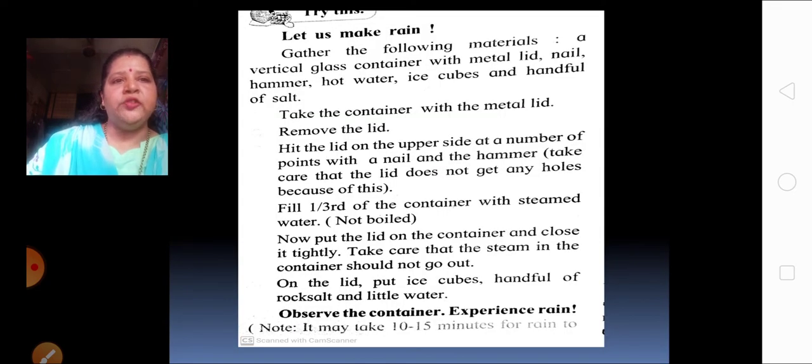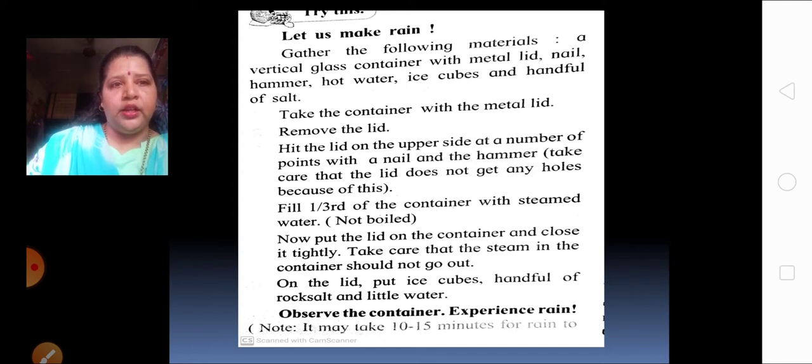Children, here is an experiment which you have to try at home. I'll just read out the experiment for you and I will explain to you. Let us make rain. How to make rain? Gather the following materials: a vertical glass container with metal lid, nail, hammer, hot water, ice cubes and a handful of salt.